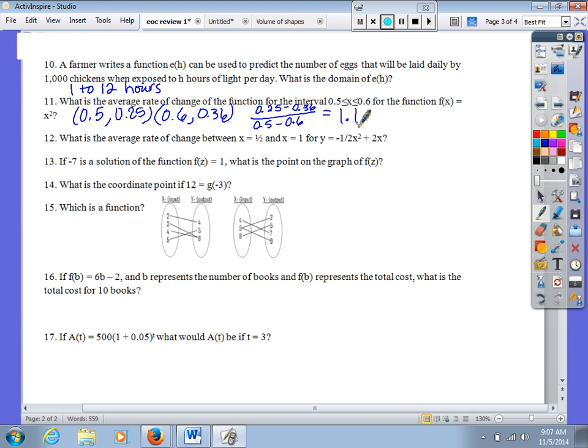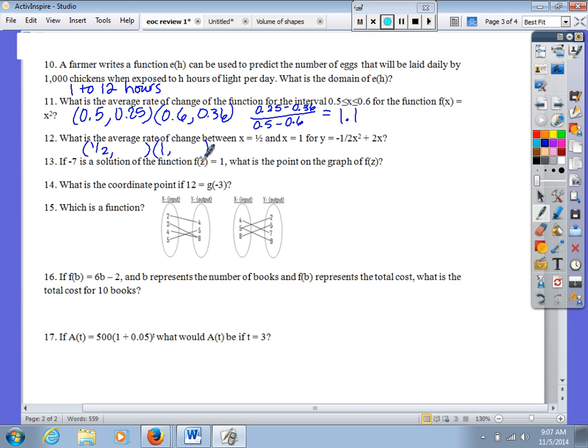Okay, number 12, we're going to do the same thing. But this time, notice how they wrote the same type of problem. What is the average rate of change between x equals 1/2 and x equals 1? So once again, I'm going to do my first point at 1/2, and I'm going to do my second point at 1. Does that make sense? Now, what do I do with that 1/2? You plug it into x. You substitute it. If it's hard to put in your calculator, you can just do 0.5.